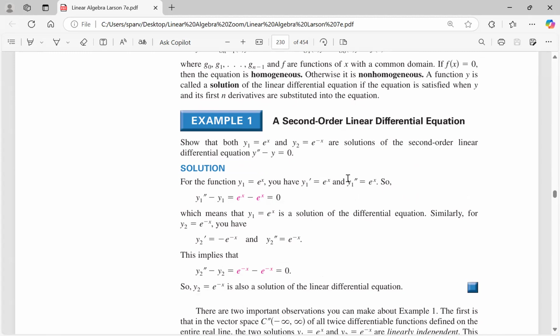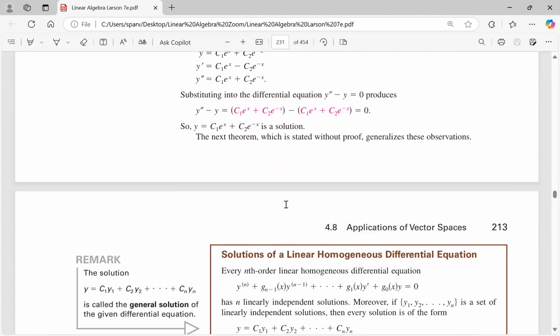Okay, so here's an example that he gives you. Suppose we have this differential equation, simple, y double prime minus y equals 0. And he's already solved this. He says, show that both of these are solutions. So you take y as the original, e to the x right here. Y double prime is the second derivative of e to the x. Well, all derivatives of e to the x, all orders, are e to the x. So e to the x minus e to the x equals 0. So it works.